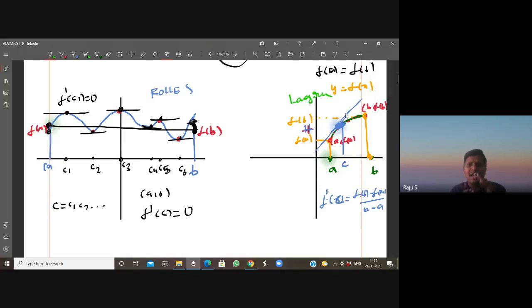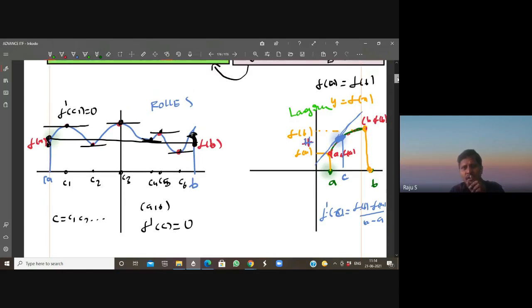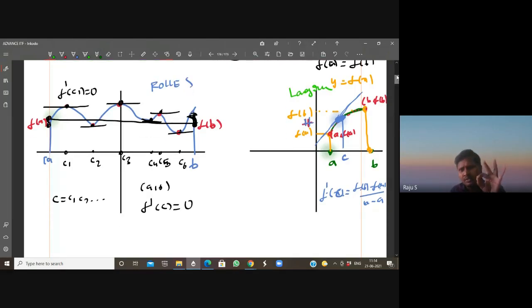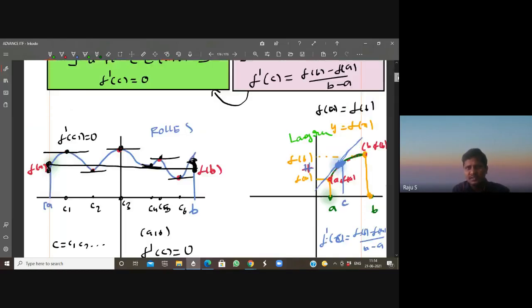Only the thing is tangent parallel to x-axis, that is Rolle's. Tangent is not parallel to x-axis, that is Lagrange's. So what are the three points? Very easy to remember. One is continuity, continuous. One is differentiable. Another one is f of a is equal to f of b. F of a not equal to f of b. That's all. So these are the statement.